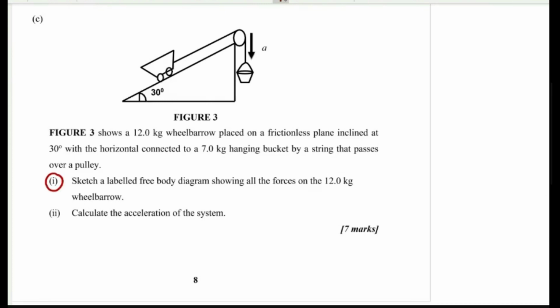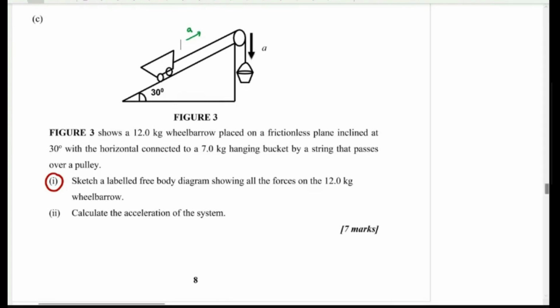This is usually worth 3 marks. Sketch only. Arrows must be correct. For the label, name the force that each arrow represents. So let's draw first. It wants all the forces on the wheelbarrow. So this is the wheelbarrow on the inclined plane, and this is the bucket. The wheelbarrow is moving upward, in this direction, up the inclined plane.